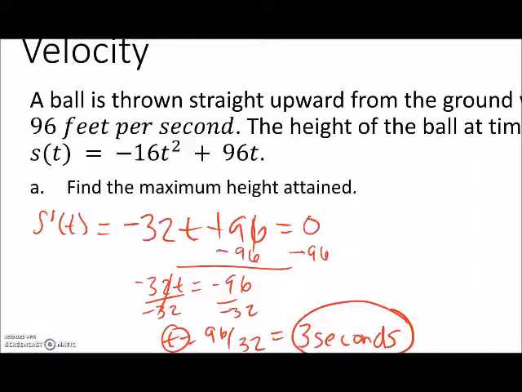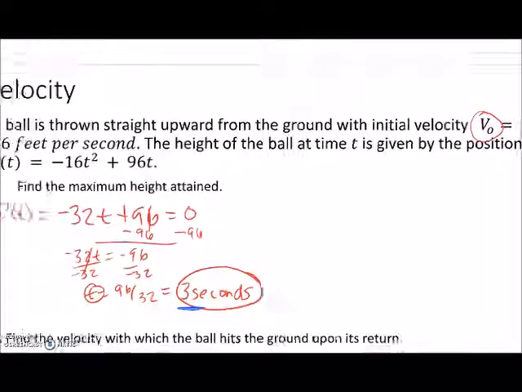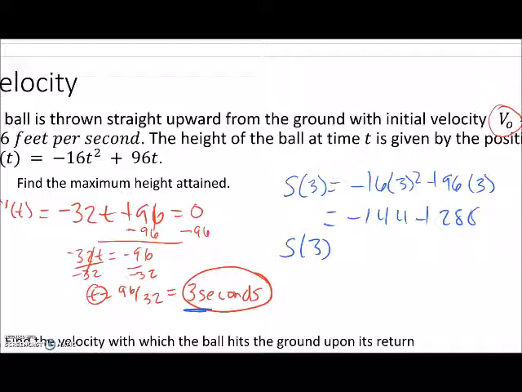So at 3 seconds, that's when the ball is at the maximum height. But in order to find out the maximum height, we need to plug this 3 back into the given formula. So I have s of 3 equals negative 16 times 3 squared plus 96 times 3. As we calculate this, we find that this is negative 144 plus 288, which gives me that at 3 seconds, the answer is a positive 144. So the maximum height is 144 feet at 3 seconds.